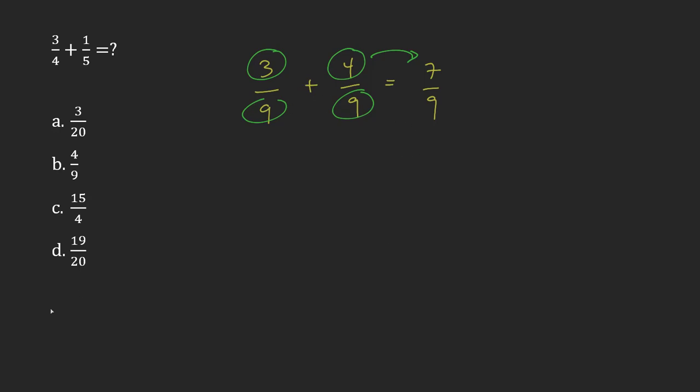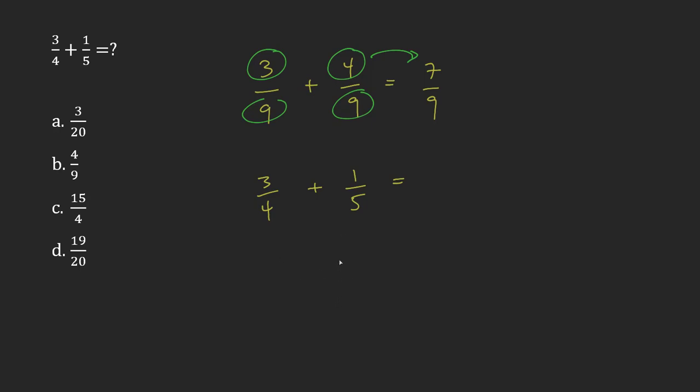If, on the other hand, you have, like we do in this question, 3/4 plus 1/5, well, now we're stuck. We can't add these together directly because it's like adding apples to oranges. I can't add 3 of something, quarters, to 1 of something else, fifths. I can't add quarters to fifths. I have to change them both into something that's common.